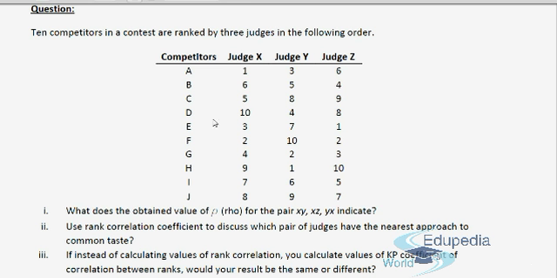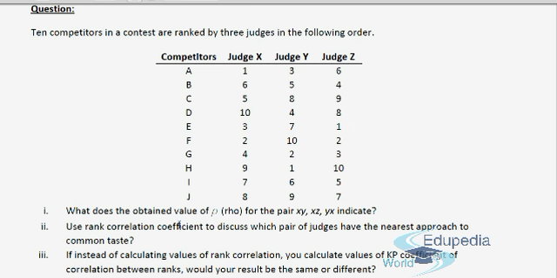The question was about 3 judges judging 10 competitors, and the ranks given by the 3 judges X, Y and Z are given in this table. You need to find the Spearman's rank correlation for each pair of judges, that is for X and Y, Y and Z, and then X and Z. And then you need to interpret the answer.